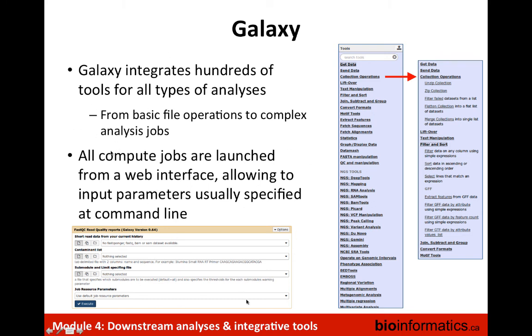All compute jobs are launched from a web interface, and the input interface looks a bit like this. All of the tools in Galaxy are tools that are actually executed from the command line. It's just that Galaxy takes care of submitting that job for you. Normally all of the parameters for the tool are available in these web interfaces. There are very simple ones and there are others with a lot of parameters, so that you can customize what you want.